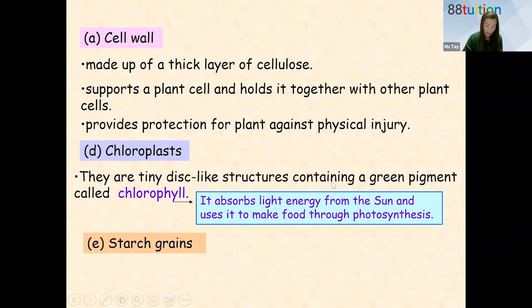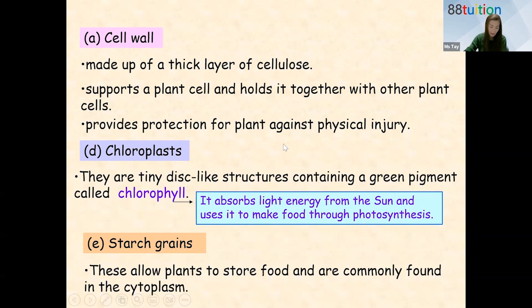All right, but that's how they are different. Look at the starch grains here. I told you you store food, right? So it actually allows the plants to store the food, especially excess food that is being made by the plant.